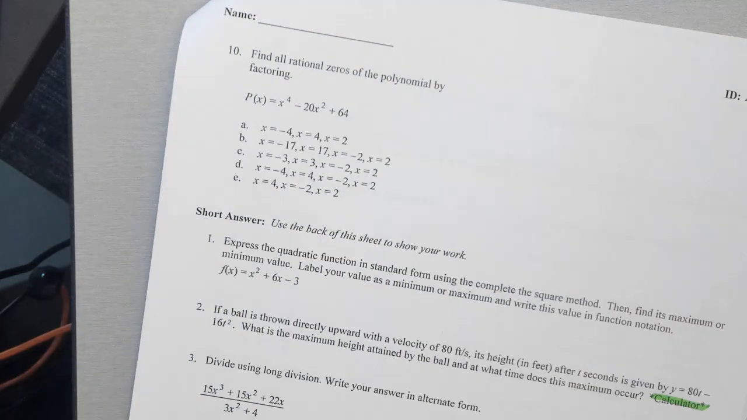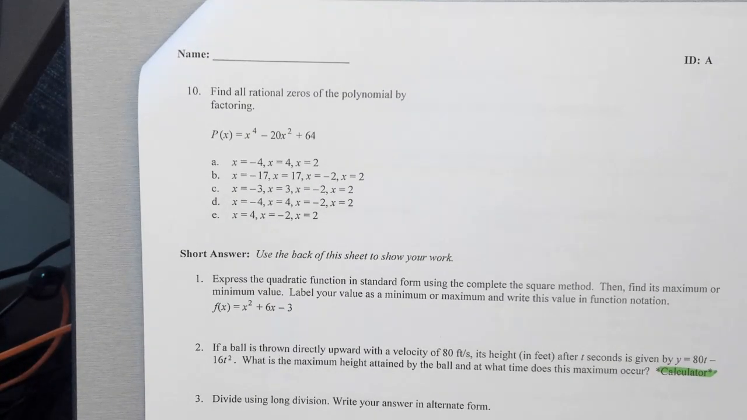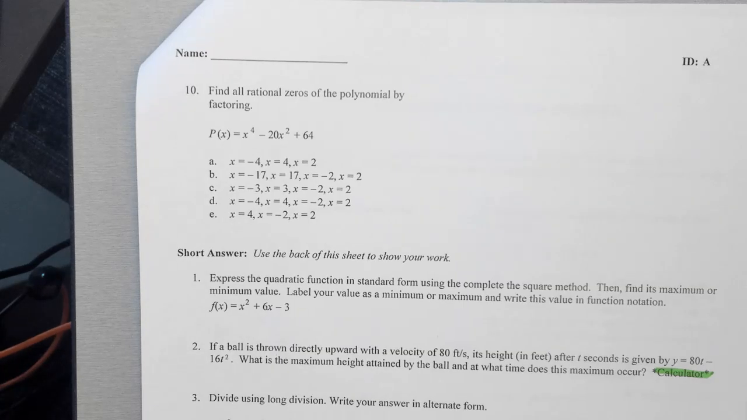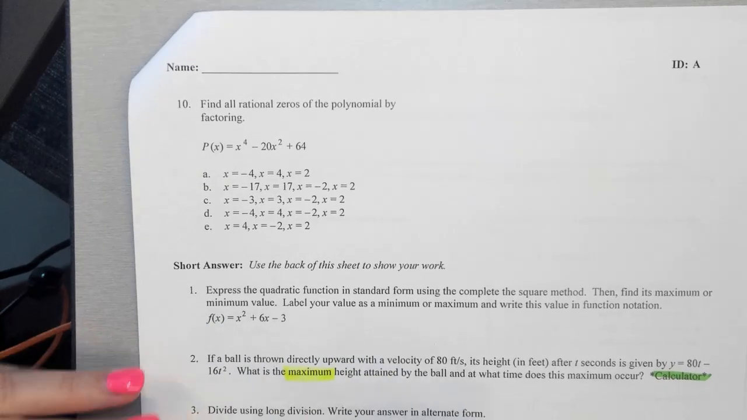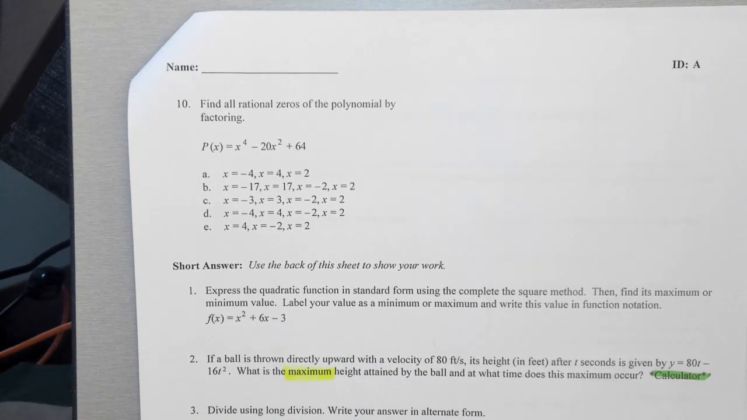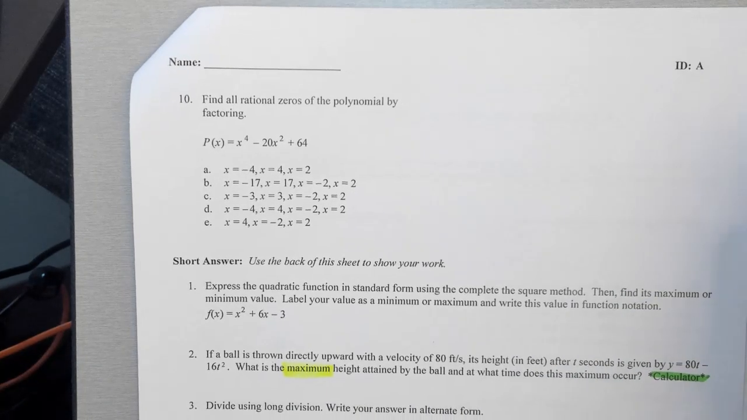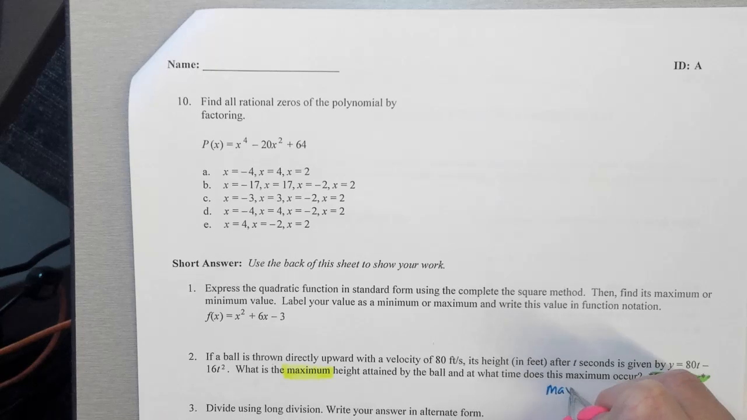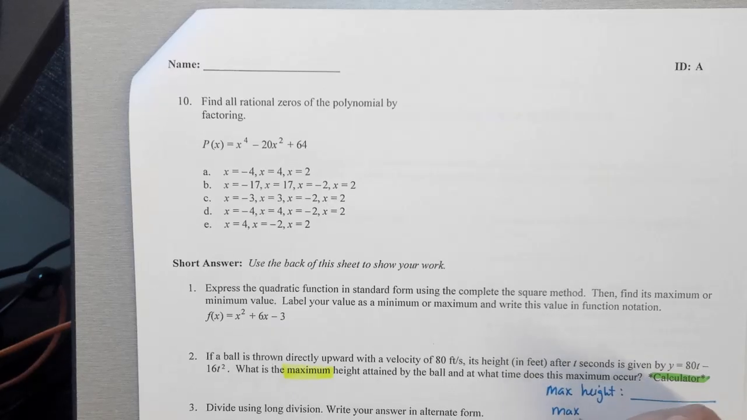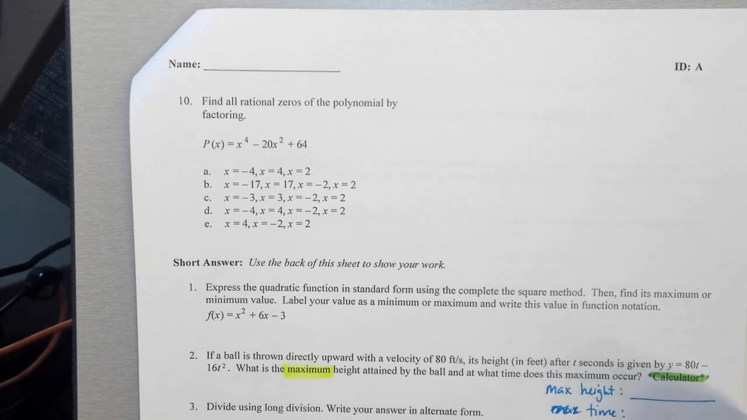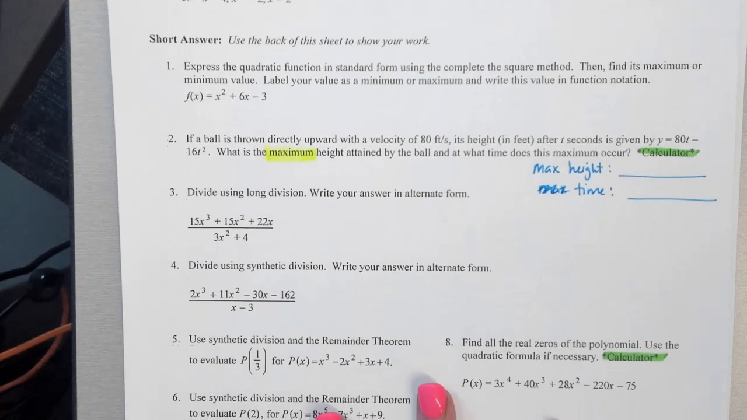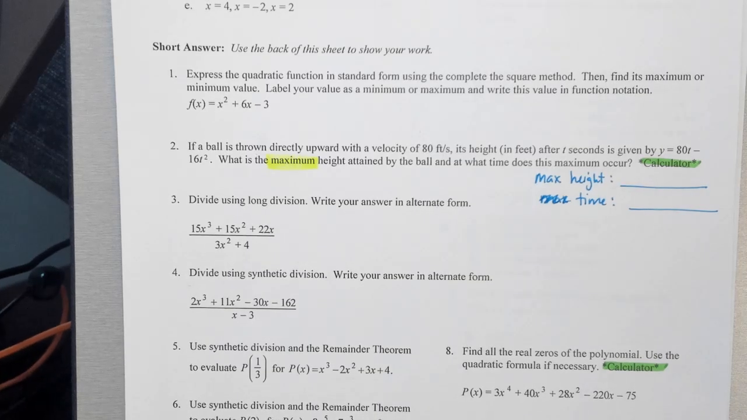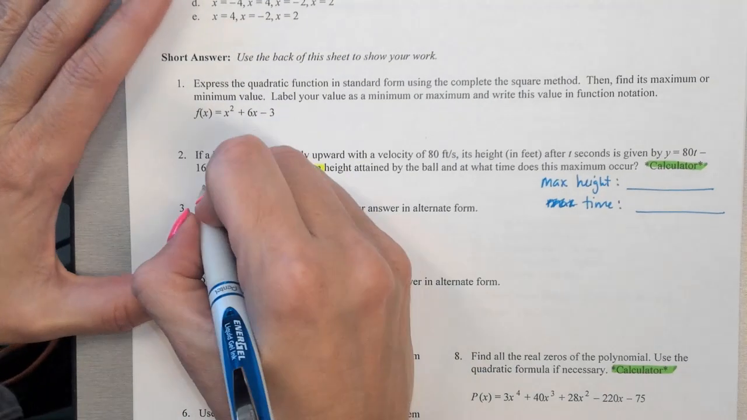All right, and then number 2 is a calculator. So it says, what is the maximum height? Anytime they're asking you for a maximum, you are going to find the vertex. So what is the height attained by the ball and at what time does it occur? Okay, so you would have 2 lines, one for the maximum height and one for the time. Okay, and you have to find the time at which it occurs. You can graph this on your graphing calculator and you can find the maximum, or for me, it is quicker to use algebra.